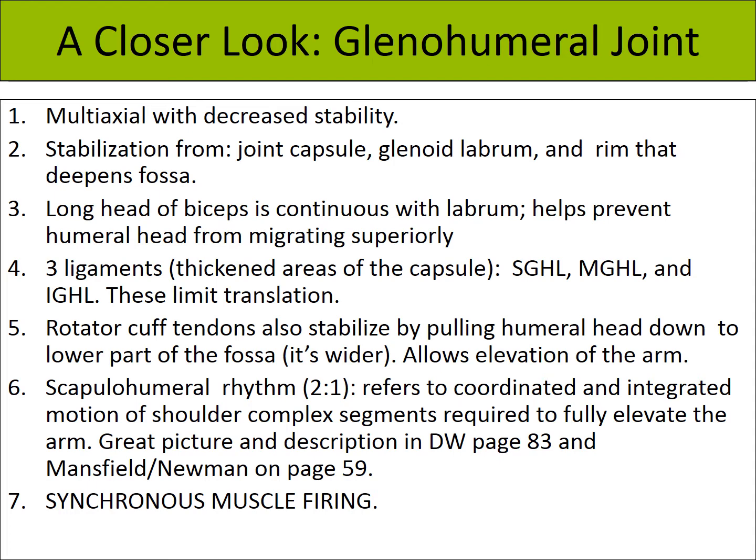You can find a good description of these in your Daniels and Worthingham book on page 83 and your Mansfield and Neumann book from last semester on page 59. But what it refers to is that for every 2 degrees the humerus moves, the scapula will have upward or downward rotation of 1 degree. So if we talk about the 180 degrees that are possible for shoulder abduction, the glenohumeral joint is going to have 120 degrees of that movement, where there will be 60 degrees that is going to come from the scapular upward rotation.